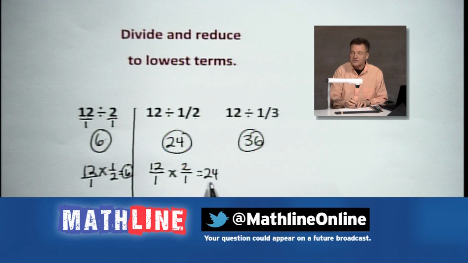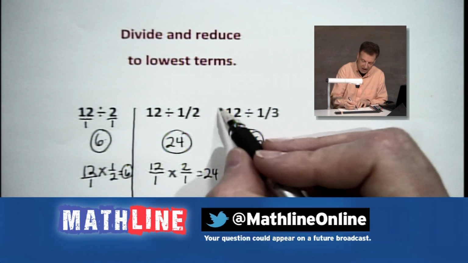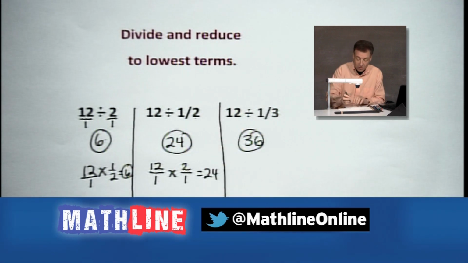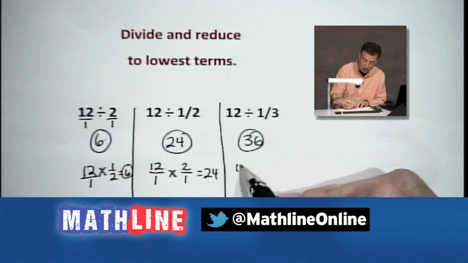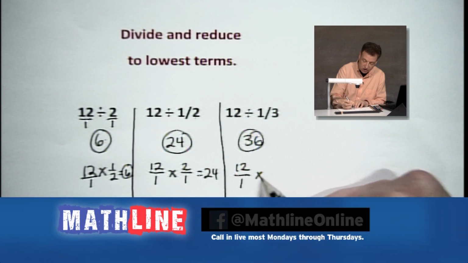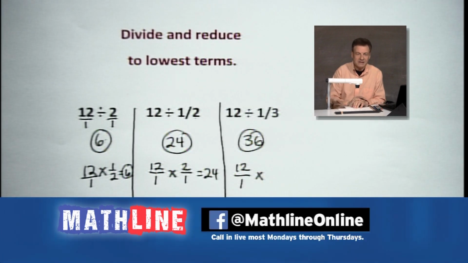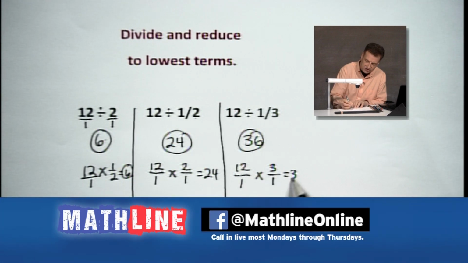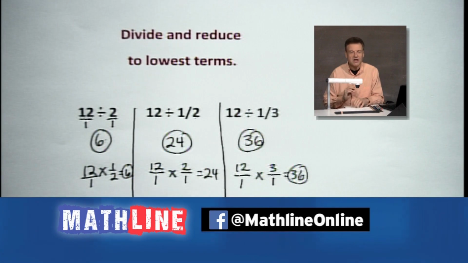So there's a big difference. Oh, a big difference when you divide by a half versus when you divide by 2, all right? Now what about here? We're going to take our 12 over 1 once again, and we're going to use a reciprocal. We'll make multiplication out of this. And we're going to take 3 over 1, and guess what? It gives us that 36 right there. So there you go. That's the process.